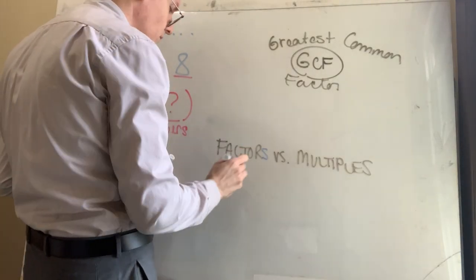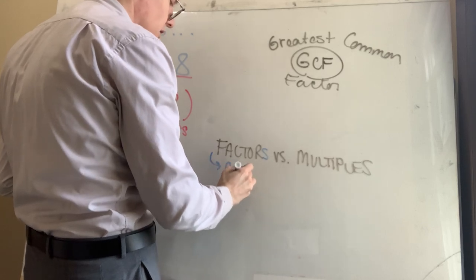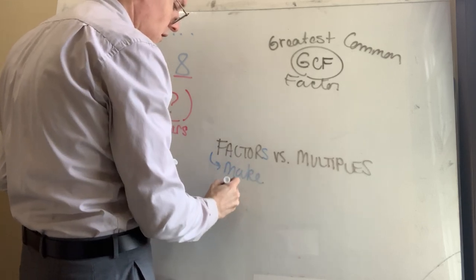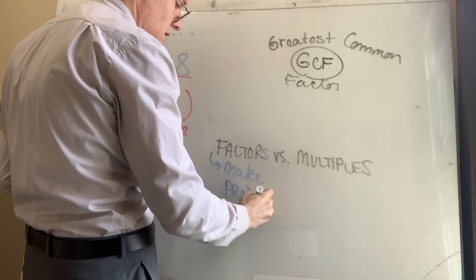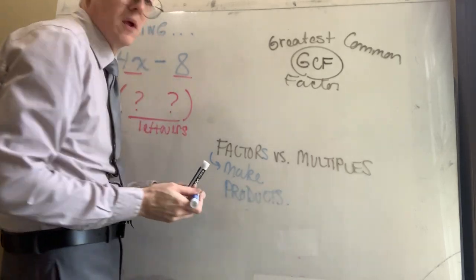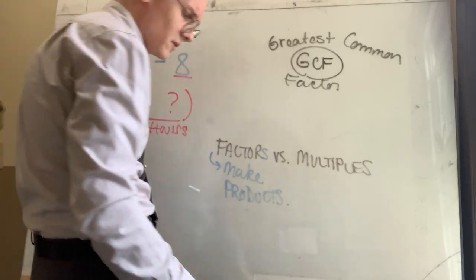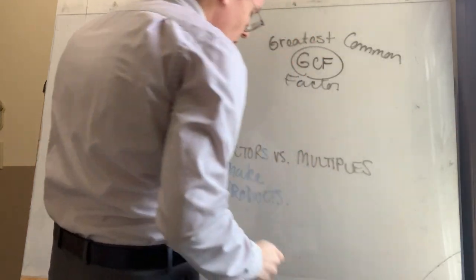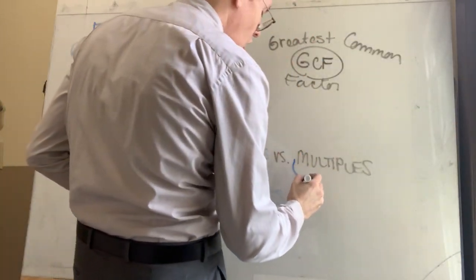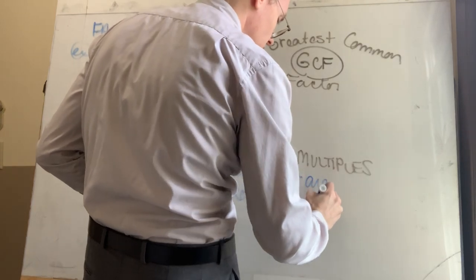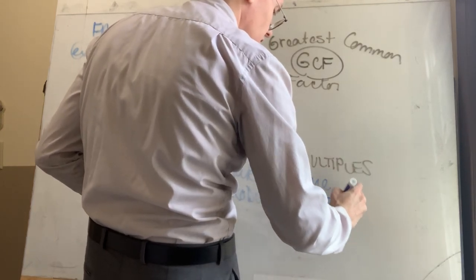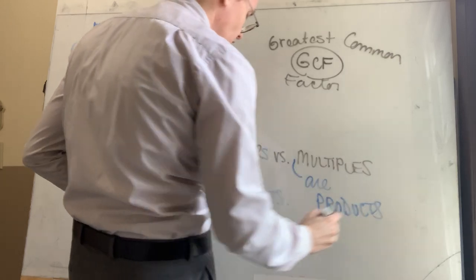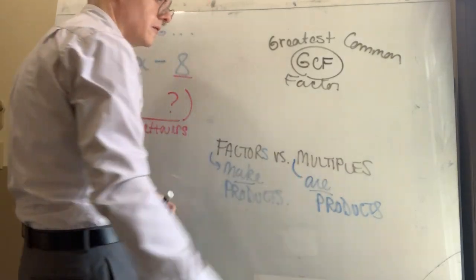Factors make products. Versus, multiples are products. That's the difference. The operative term is make versus what they are.